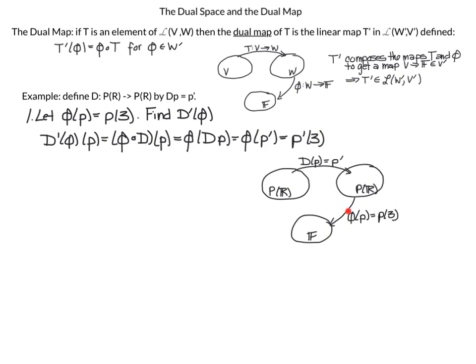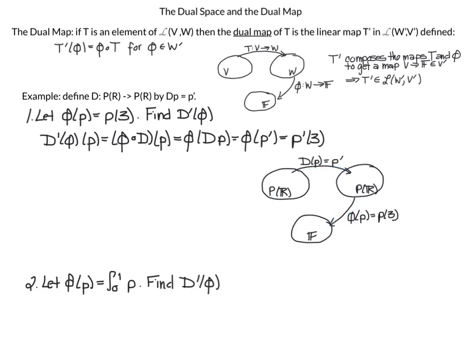But what we have is, again, this function phi, and our dual map then defines a function from our vector space V, in this case P(R), to F, and it defines this function. You can kind of think of it as this function here, except that it does this in a roundabout way by first going through our transformation to go from P(R) to P(R), and then our transformation to go from the space of polynomials to the scalars.